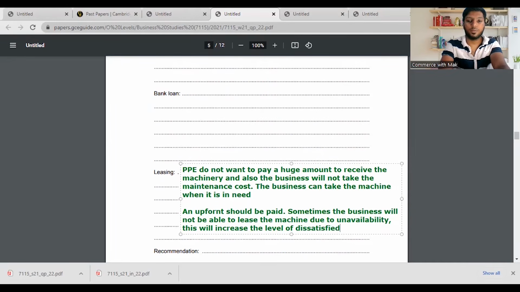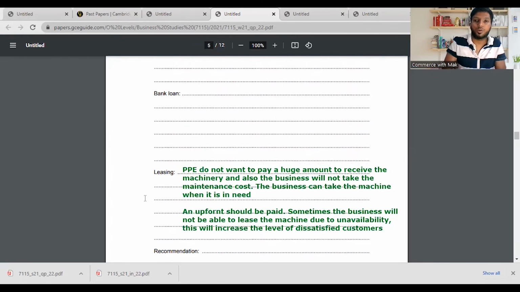So you should be very careful when you are giving a leasing, if the product is not available when you actually need the product, then the customers will not be happy with you. So here they have given a meaning for you to understand. PPE do not want to pay a huge amount to receive the machinery because it's an operating lease. You just need to pay a small upfront amount, and then you can get the machinery. Also, the business will not take maintenance cost. So maintenance cost is taken by the company which is giving you the machinery.